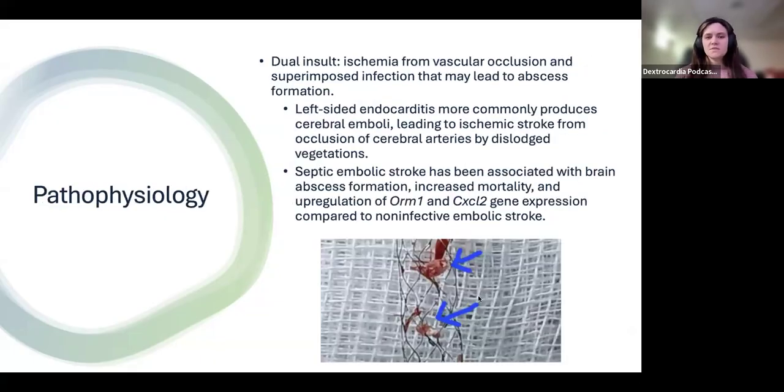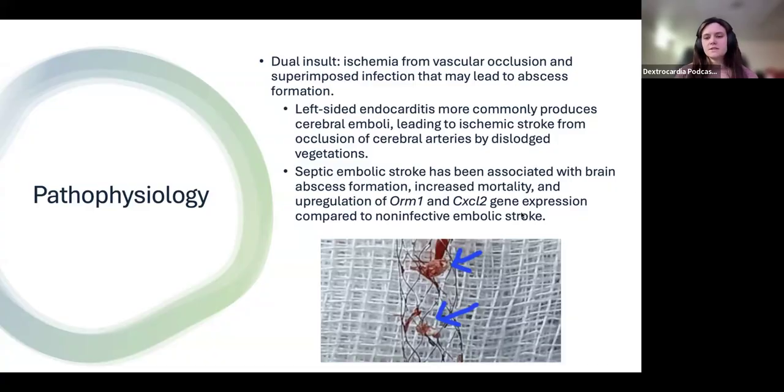This was the best gross specimen I could find as well. You can tell there's not just a thrombus in here. You can tell there's other material, the septic piece that's left off. Pathophysiology, they believe it's due to a dual insult of ischemia from the vascular occlusion and superimposed infection that may lead to the abscess forming. Left-sided endocarditis more commonly produces cerebral emboli, so it leads to the ischemic stroke and the occlusion of the cerebral arteries from the dislodged vegetations.